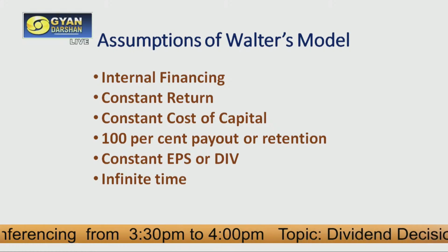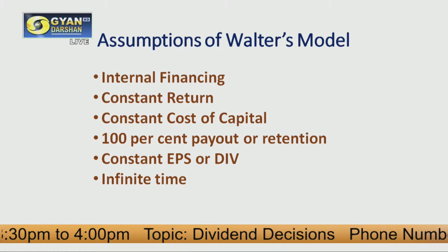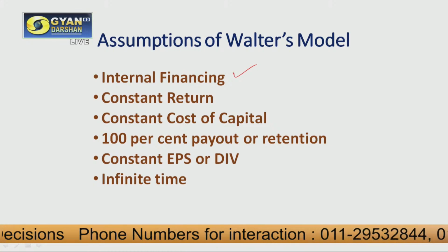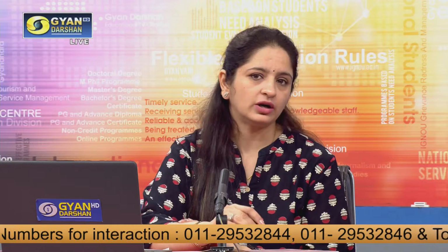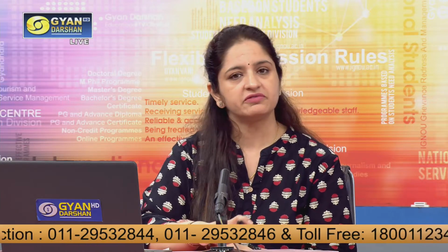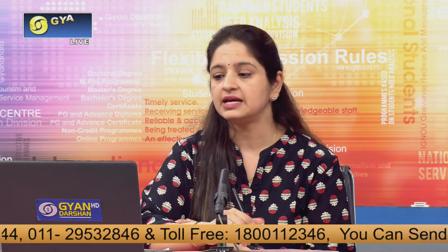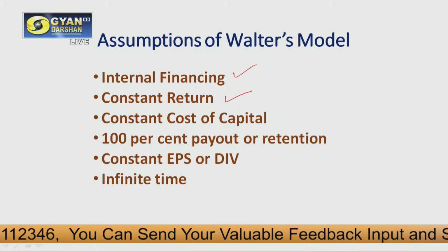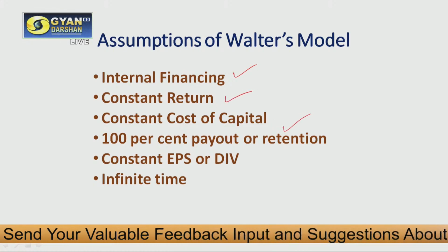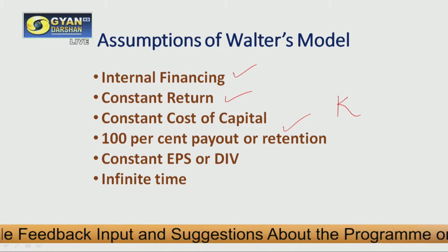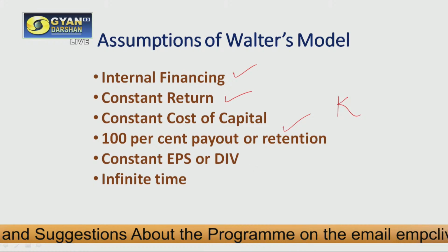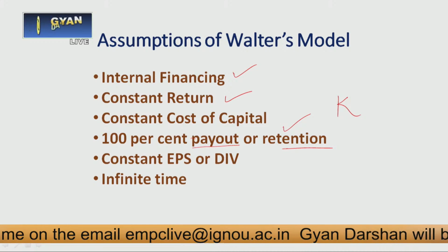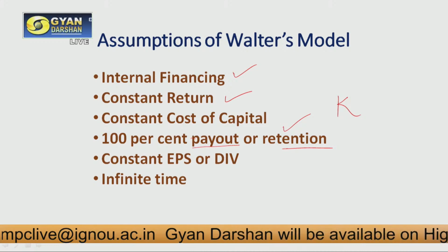Now this model has certain assumptions. The very first assumption is that the financing for this model will only be internal financing. That means the funds are not arranged from any outside source. So whatever financing is done, whatever funds are arranged, it has to be done from internal sources within the organization. The returns are constant. Cost of capital is also constant. That means our K will remain constant throughout the time period for which we are doing our evaluation. There will be 100% payout or retention ratio. That means if you are retaining the share of profit, you are going to retain 100% of it.